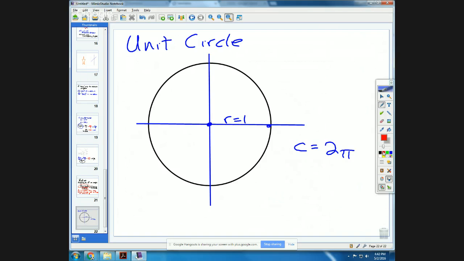So check this out. If I were to start at this point right here, and I were to travel around this circle and get back to where I started, how many degrees is that angle?